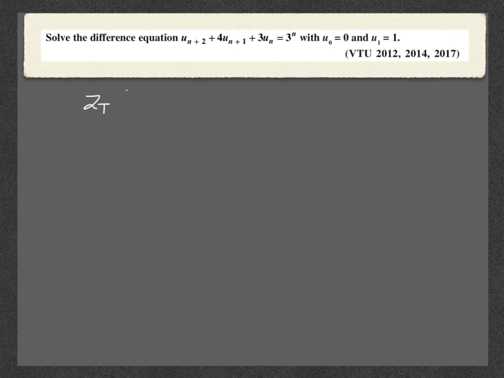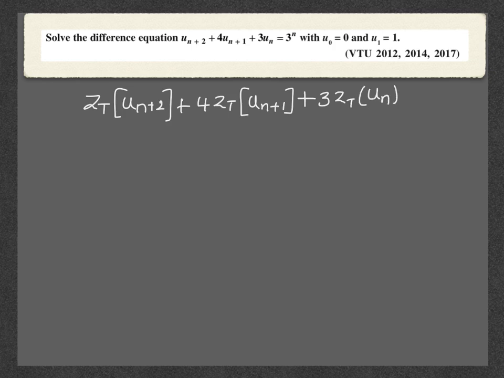So that is Z transform of u(n+2) plus 4 Z transform of u(n+1) plus 3 Z transform of u(n) is equal to Z transform of 3 power n. Then we use the shifting property. This can be written as z square, because we have 2 here, times (u bar z minus u0 minus u1 z power minus 1).